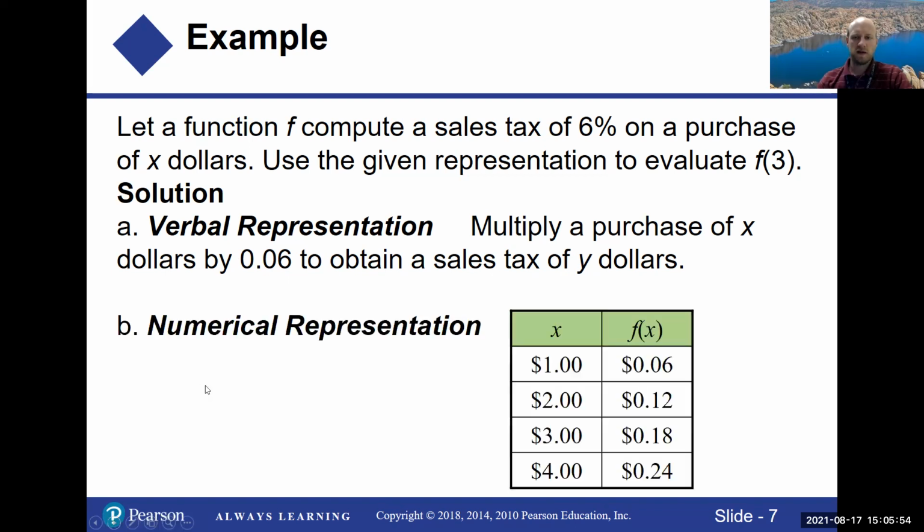Okay, here's a numerical representation of that. So let's say you purchase an item for $1. Okay, the f of x value, or basically your sales tax amount, right? Your sales tax of y dollars is going to be 6 cents. Okay. If you purchase something for $2, your sales tax will be 12 cents, $3, 18 cents, and so on and so forth. So that's a numerical, or almost like a table representation.